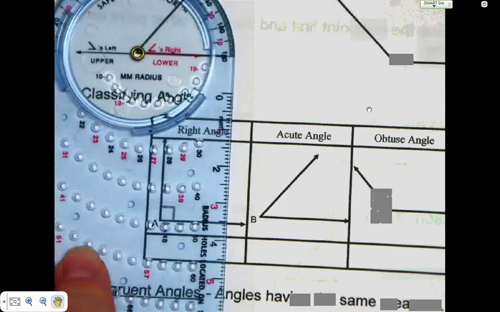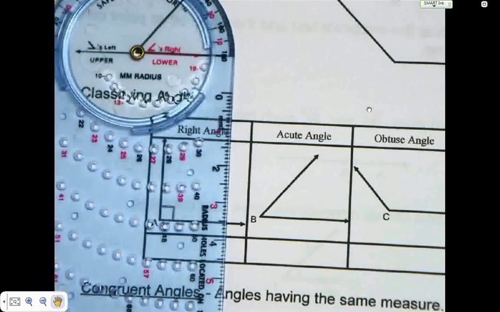Okay? Have y'all used protractors before? Anybody? Never? Huh? Okay. Well, I guess you'll get to use one today.